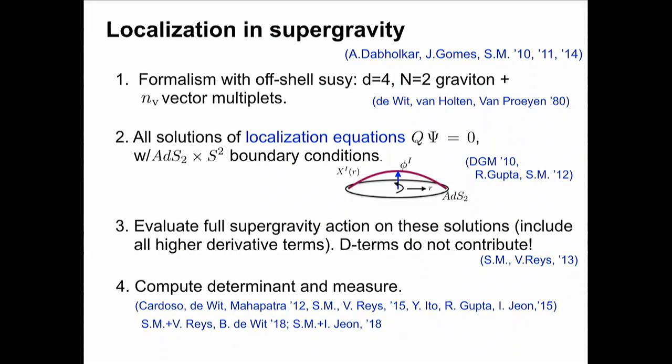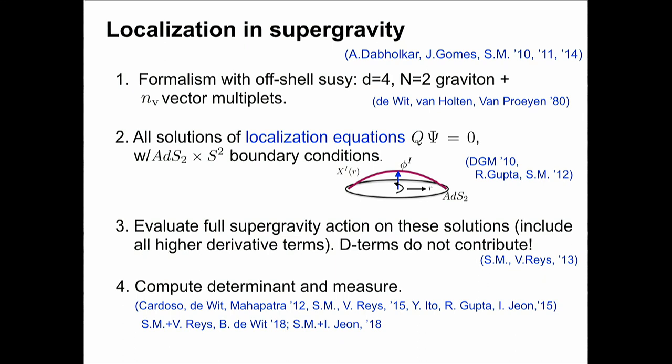So the first one is you find a formalism that we discussed a lot in the school. The second one is you have to find all solutions of these localization equations with the AdS2 times S2 boundary conditions. And the answer was that in a certain gauge, the Weyl multiplet has no other solution except the classical full BPS AdS2 times S2. And in each vector multiplet, there is a solution where all the vector fields, the gauge fields, take the classical attractor values, and the scalar fields X^I, complex scalars, the real part of the complex scalar, is excited off shell. There's a shape like this, which I wrote down yesterday.